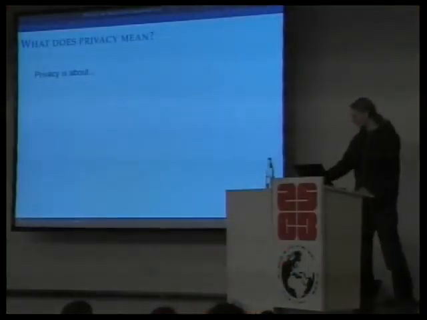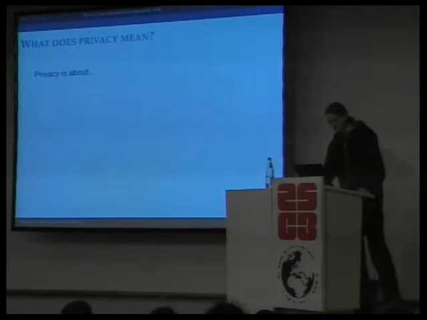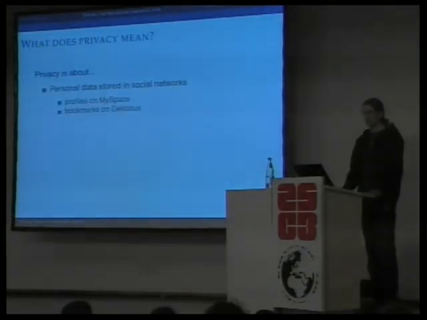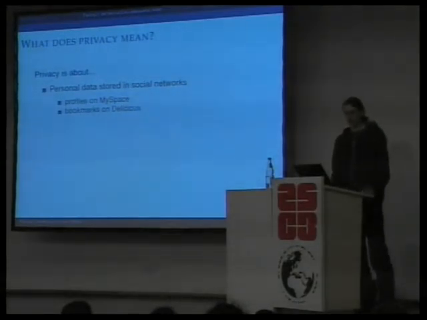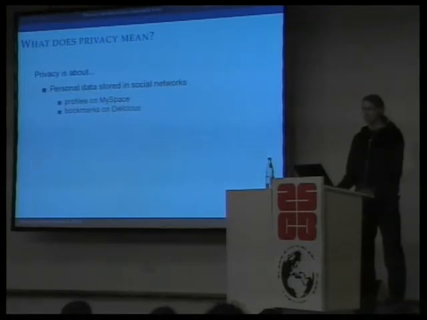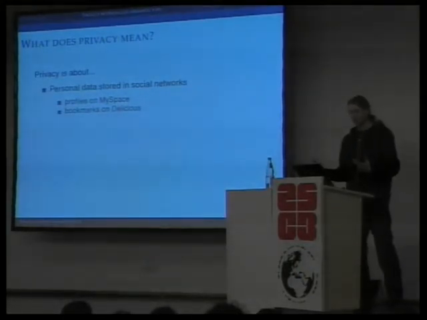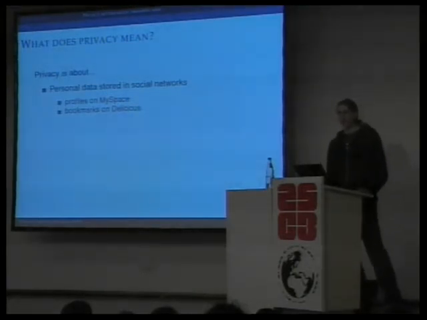So privacy, what is privacy about? Privacy is about the personal data you store in social networks. So maybe profiles on MySpace, bookmarks on Delicious, whatever you store in such social networks, can somehow affect your privacy. You don't know today what can happen to the data you generate today, you store today.